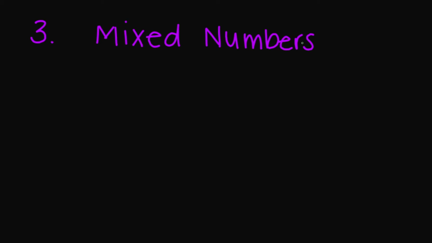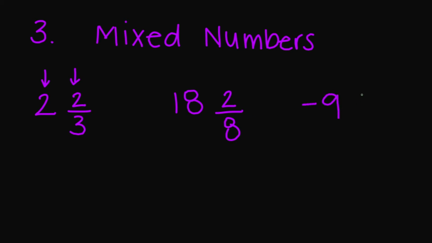And the third type of fraction is mixed numbers. So mixed numbers is when you have a whole number and a proper fraction. So for an example, 2 and 2 over 3, this is a mixed number because I have a whole number and a proper fraction. Another example is 18 and 2 over 8. This is another example of a mixed number. Another example is negative 9 and 5 over 8.